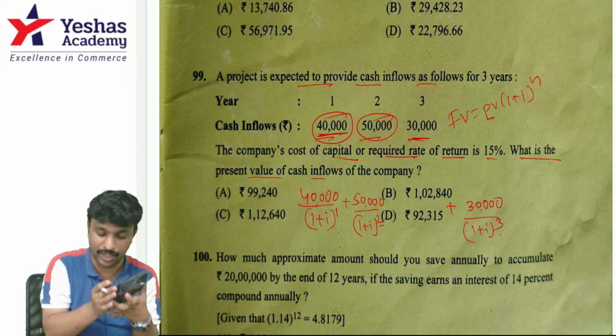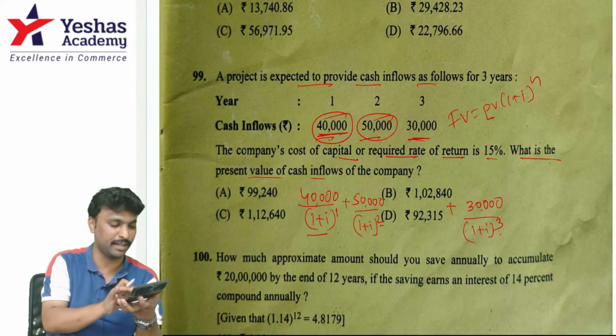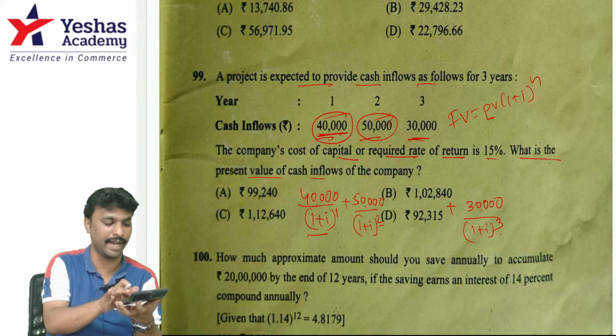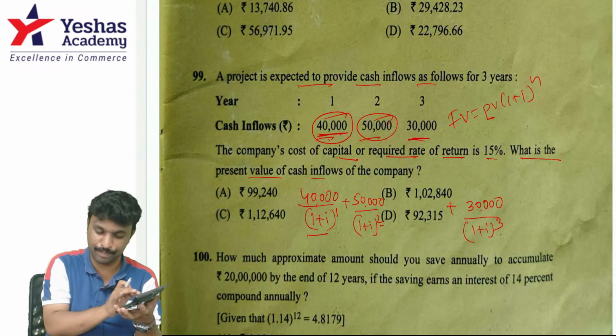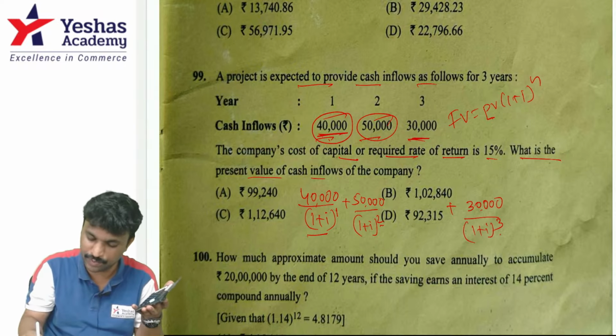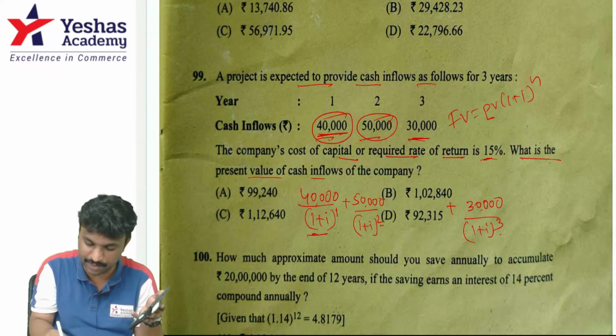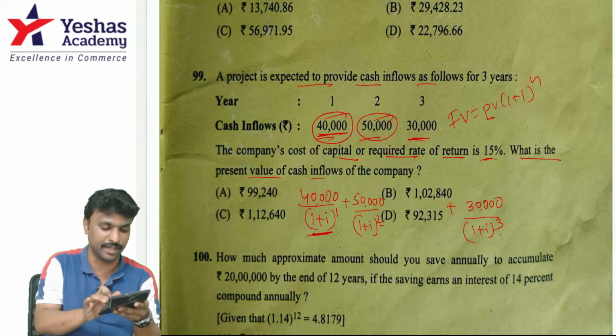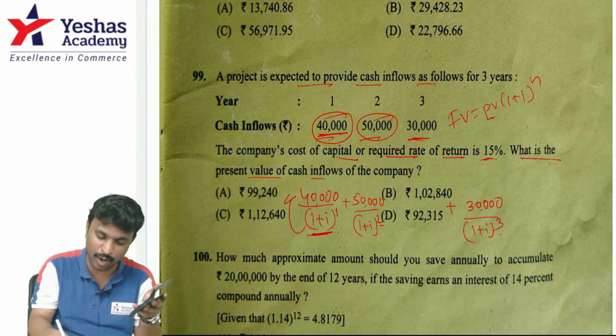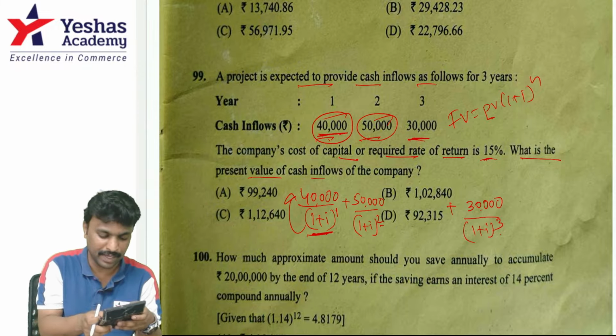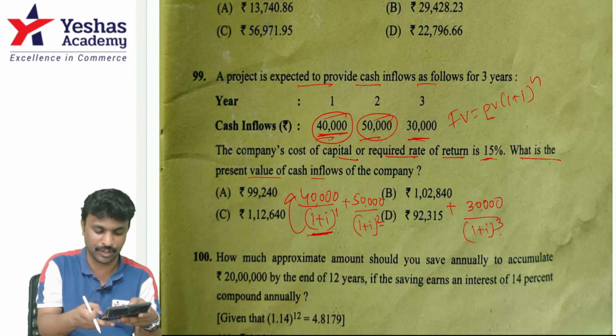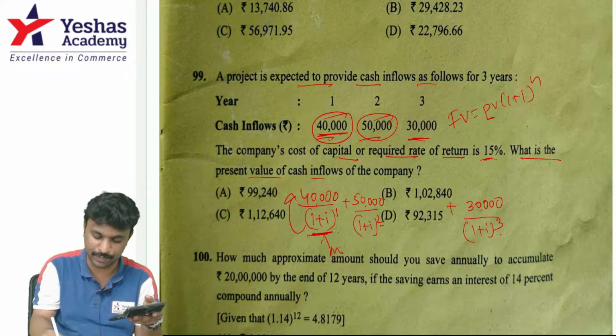So take your calculator, do the computation. 40,000 divided by... first of all, solve the denominator first, that's better actually. 1 plus 15%, need not raise the power. Take it up. How do I take it up? Divide equal. Multiply with 40,000. Store it by pressing M plus.